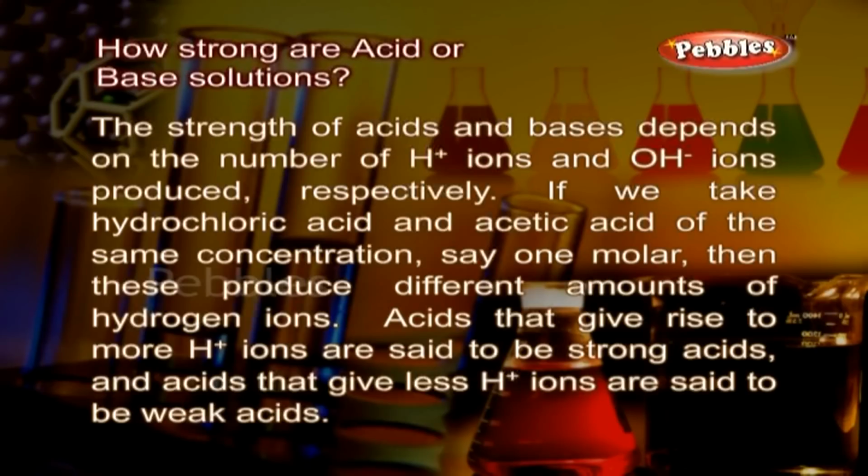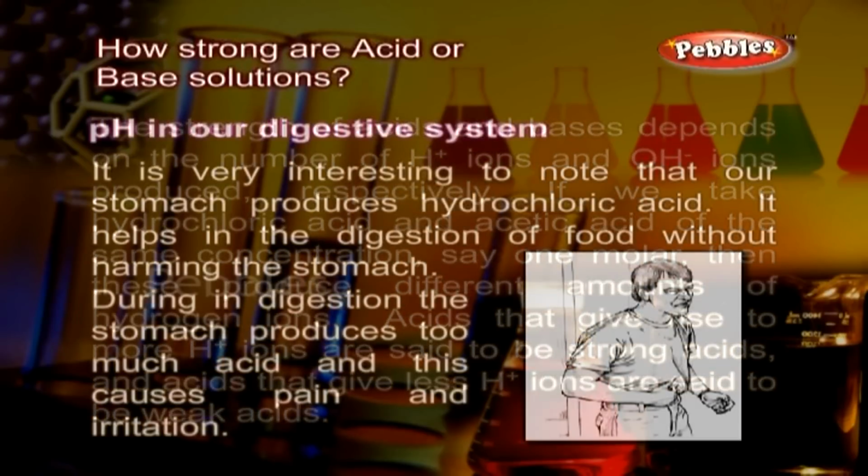The strength of acids and bases depends on the number of H+ ions and OH− ions produced respectively. If we take hydrochloric acid and acetic acid of the same concentration, say 1 molar, then these produce different amounts of hydrogen ions. Acids that give rise to more H+ ions are said to be strong acids, and acids that give less H+ ions are said to be weak acids.